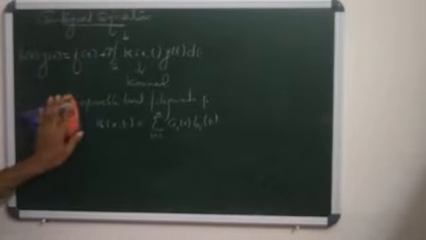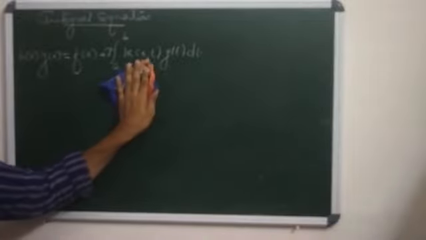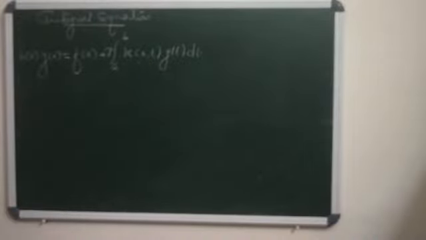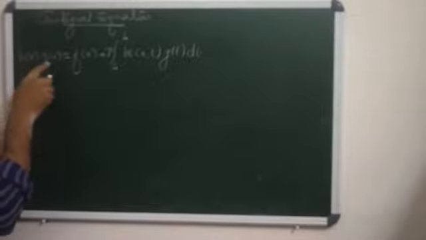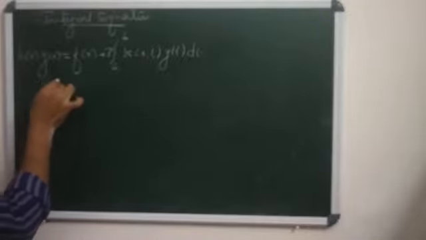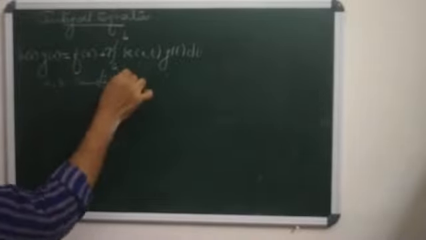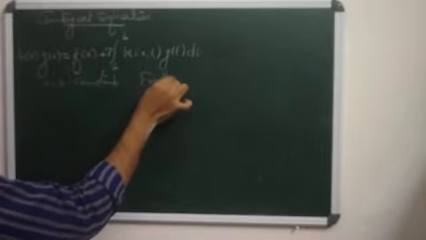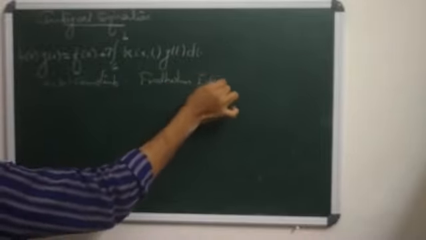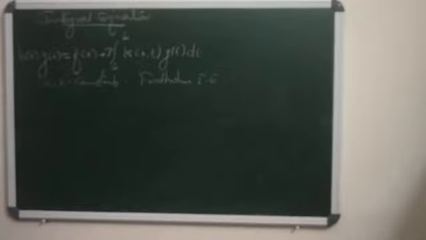Then come to the standard form. The integral equation can be classified into two. Consider this equation: h of x into g of x is f of x plus lambda integral a to b k of x,t g of t dt. If a and b are constants, that is, the limits of integration are constants, then this integral equation is said to be a Fredholm linear integral equation.